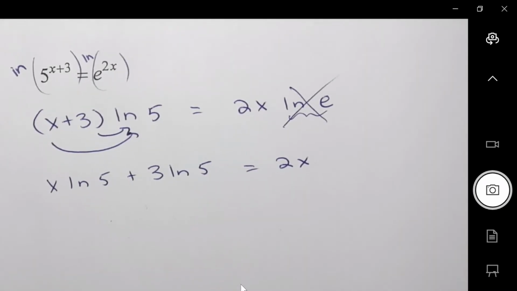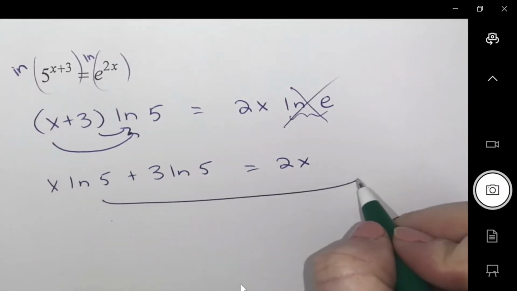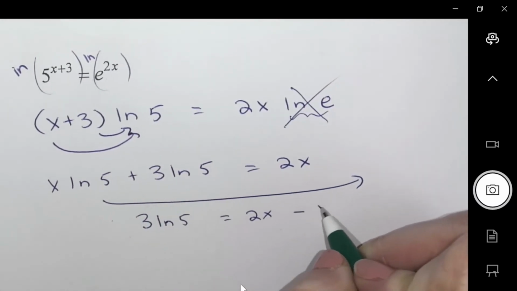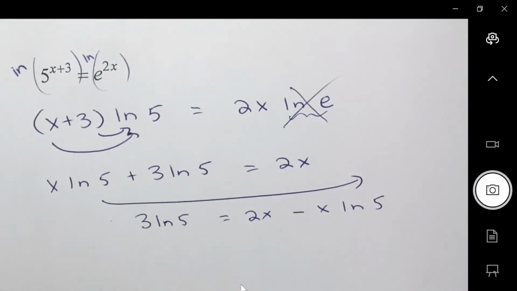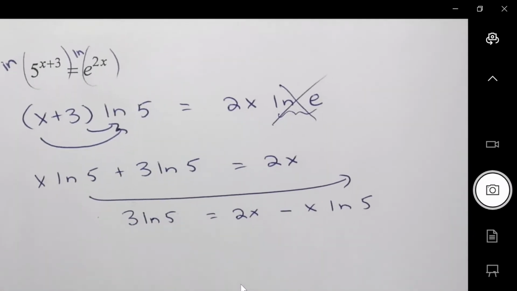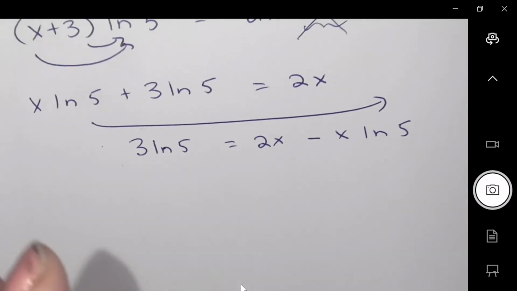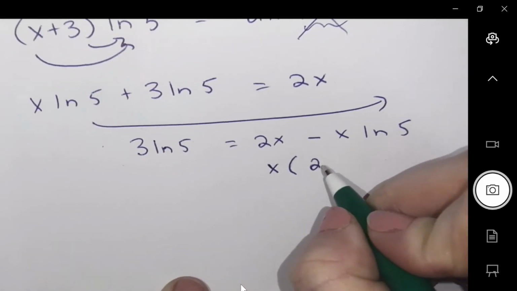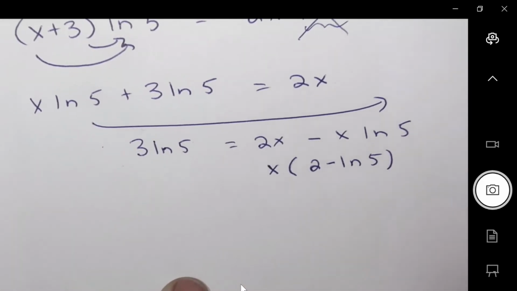Okay, so that's always our step, look for distributions. Next, x stuff one side, non-x stuff other side. Be careful with signs, positives and negatives. Take the x out.